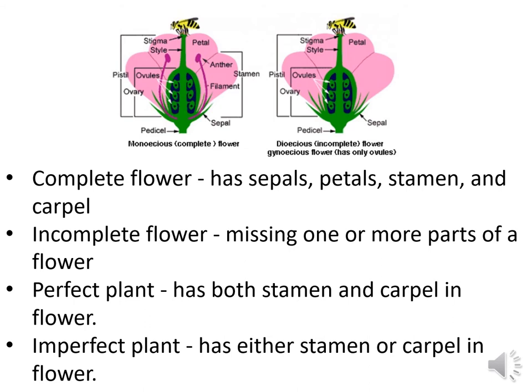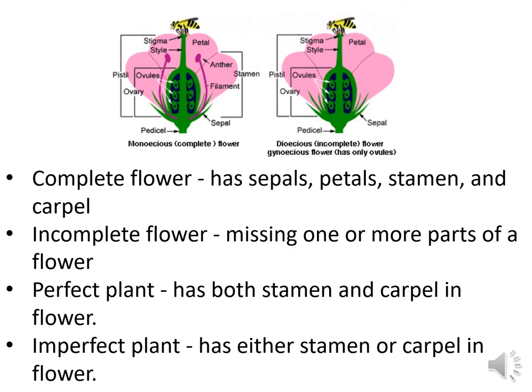An incomplete flower is going to be missing one or more of the parts. Could be missing sepals, petals, stamen, and/or carpels. The picture on the right side is missing the stamens, the boy parts, so it would be an incomplete flower.